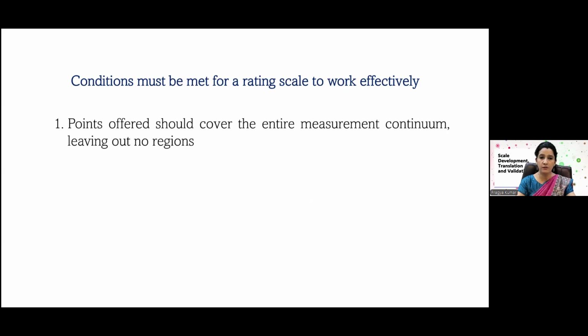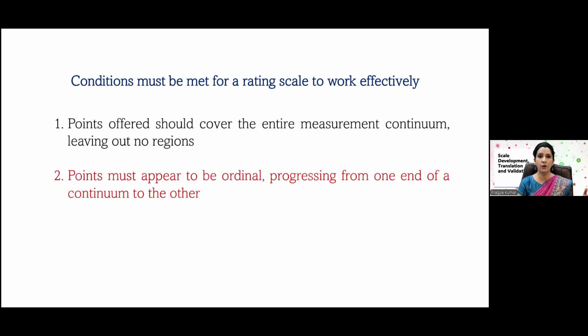So the 5 point or 7 point, whatever you decide to take, it should offer the entire continuum. It should not leave any option blank. So it should cover all the possible options of that item. And the points should be in ordinal form, meaning like strongly disagree to strongly agree. It should not be haphazard. I hope you understand this point, that it should be ordinal.